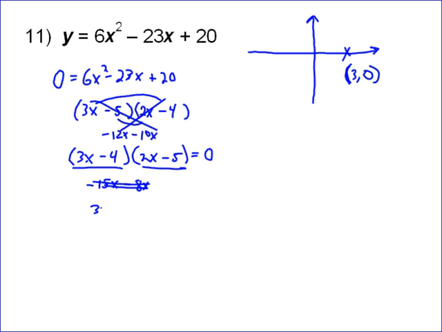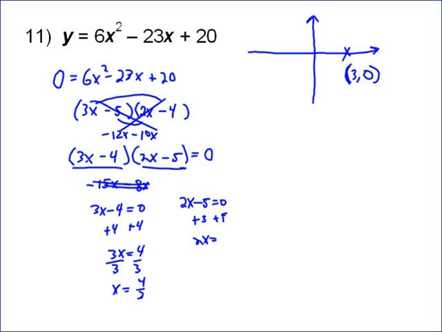So 3x minus 4 equals 0. Add 4 to both sides, and you get 3x equals 4. Divide by 3, and you get x equals 4/3. Then I can look at this one. I say when does 2x minus 5 equal 0? Well, just add 5. So 2x equals 5. Divide by 2, and you get x equals 5/2.